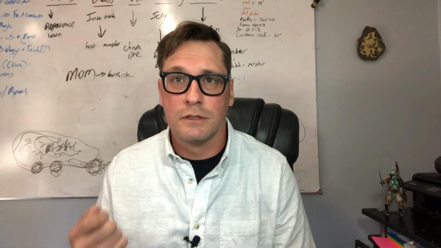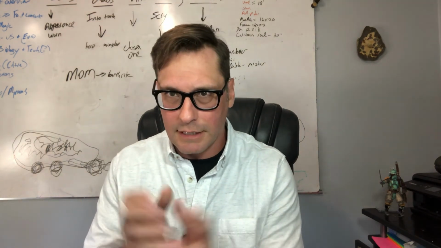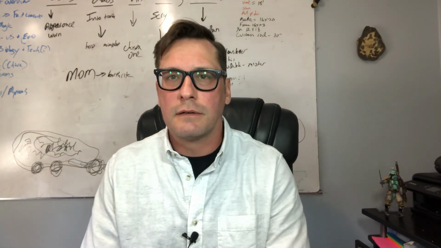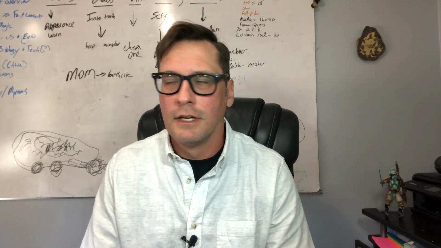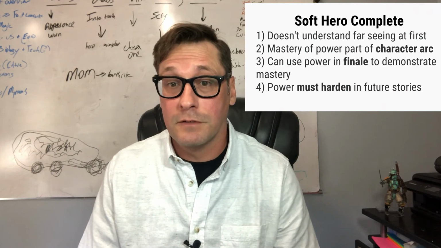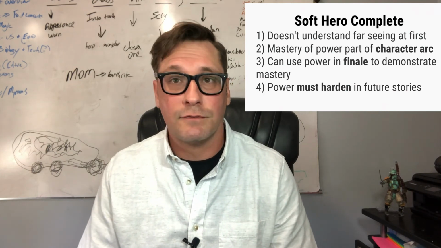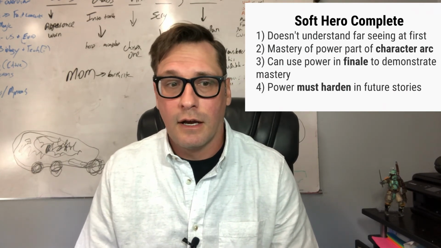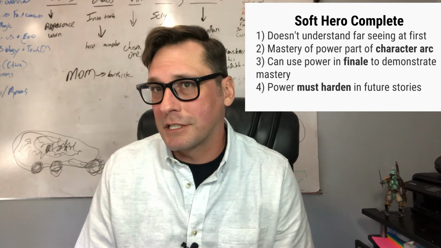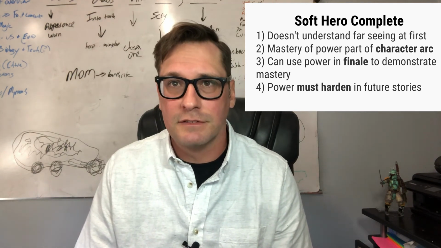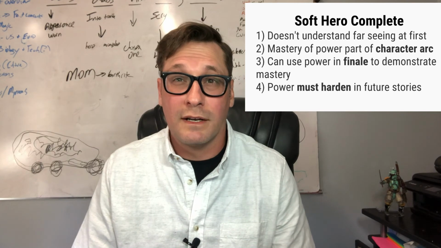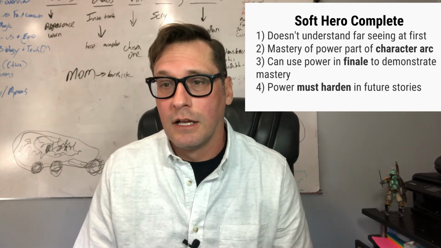One of the other powers was far-seeing, which we're going to say is scrying. He's got this crystal, so let's say he looks into it and can see things outside of his normal purview. This is a perfect one for soft hero complete, because at first he doesn't understand the power. It's tied to introspection. Let's say he has to understand himself to actually use the power. He doesn't want any of this. He's rejecting it the whole time.